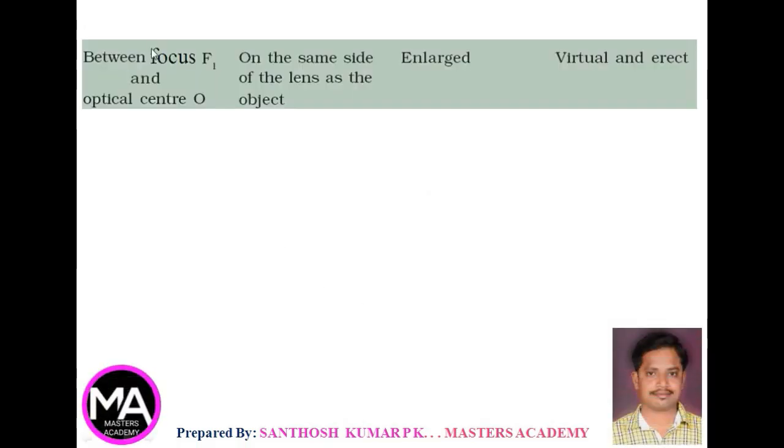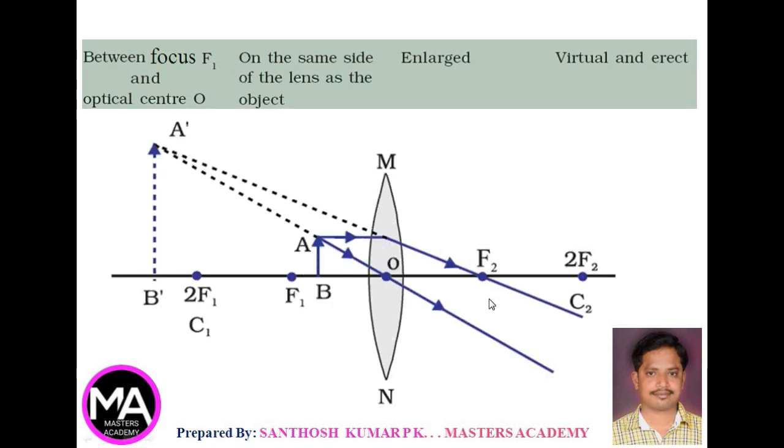Now when the object is kept between f1 and optic center O, then the image will be formed on the same side of the lens. Now let us consider AB. It is kept between f1 and O. So two rays: one ray parallel to the principal axis passes through f2, another ray through the optic center moves without any deviation. Now these two rays will never meet on this right side.